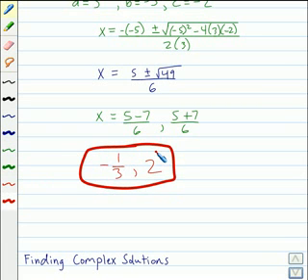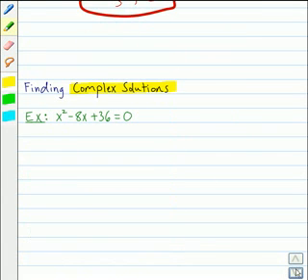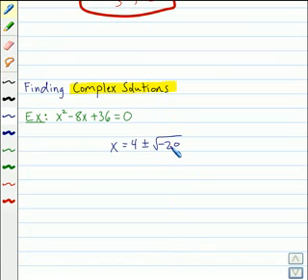Let's wrap things up by talking about how to find complex solutions. For the equation you see in this example, the solutions would be x equals 4 plus or minus the square root of negative 20. Now these solutions are complex because of the negative radicand. What you want to do here is substitute i squared for negative 1.